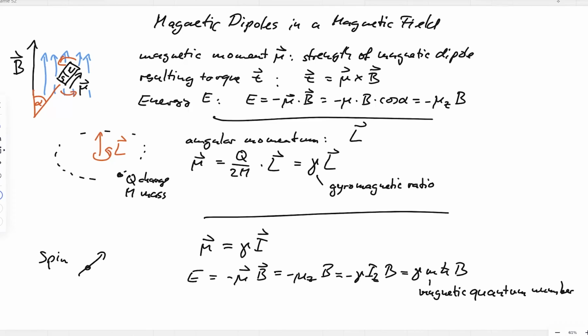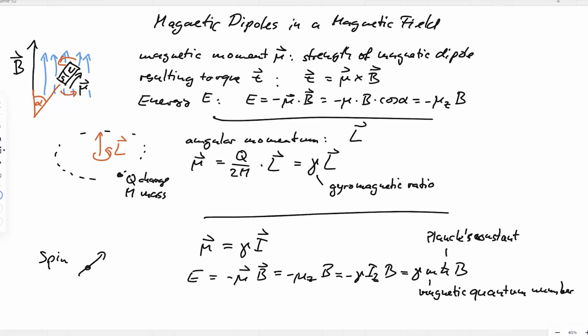And H bar is Planck's constant divided by 2 pi. And so with these equations now, we can start.